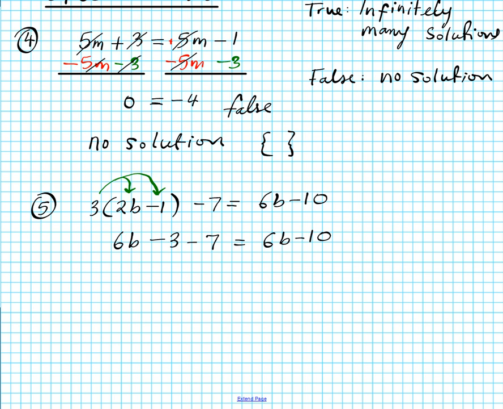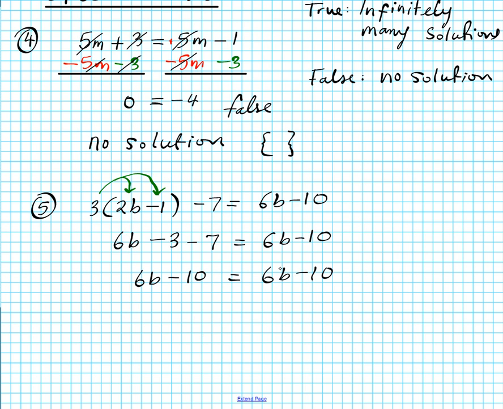Notice that these two are like terms, so I can combine them. So I'm going to have 6b. Since the signs are the same, I'm going to add and keep the sign. So 3 plus 7 is 10. Keep the minus. Equals 6b plus minus 10. Notice I got rid of the parentheses and combined like terms here. Now, what I'm going to do next is I need the b's on the left. I need the numbers on the right. So let's make that happen.